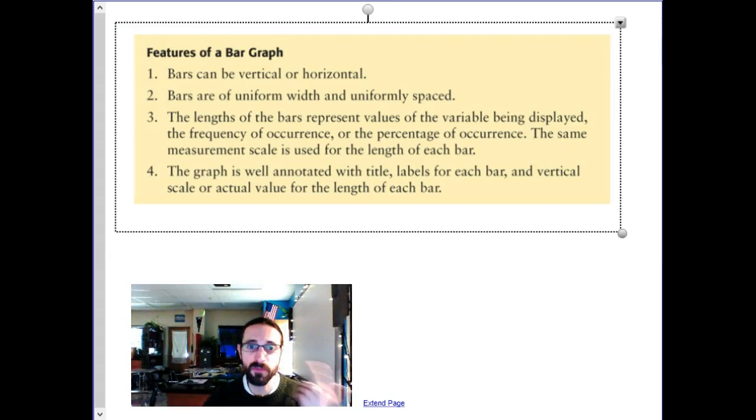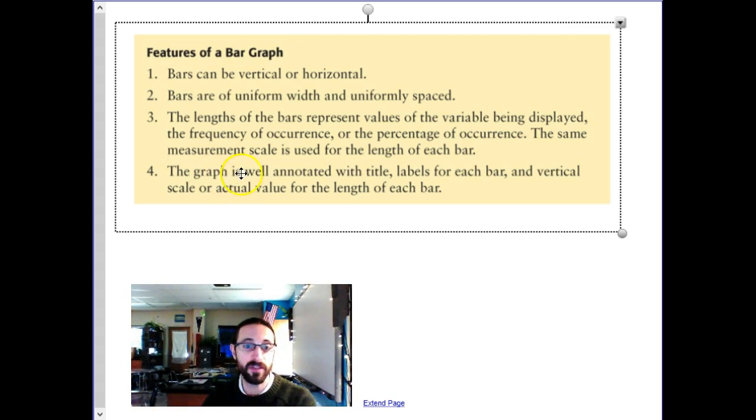So we're going to start with bar graphs, and again, you all know what bar graphs are, but just to review a couple features and think about it a little bit deeper. Of course, they can be vertical or horizontal. The bars have to be of the same width and spaced equally apart, and this will make more sense. The length of the bars represent the variable being displayed, or the frequency, or the percentage, right?